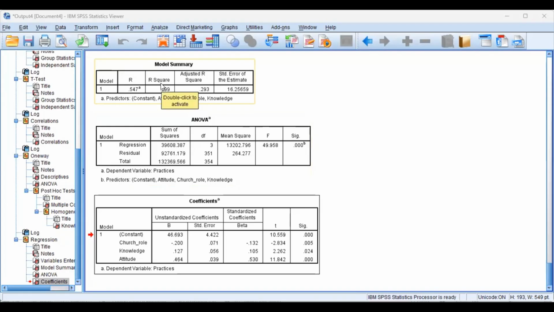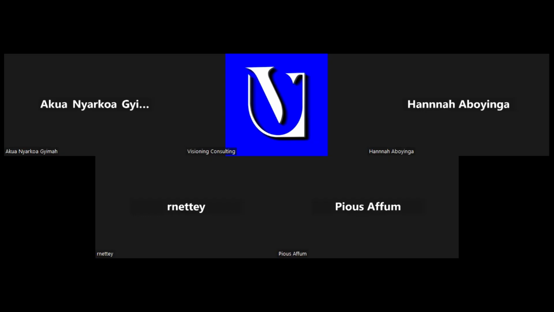So let's write the things we need down. We need the R squared, so let's write the R squared down. It's 0.299. We also need the F value here in the ANOVA table. So the F value is 49.96. And then the significance value here. So the P is less than 0.001. So this is how we write it when we are doing the table.